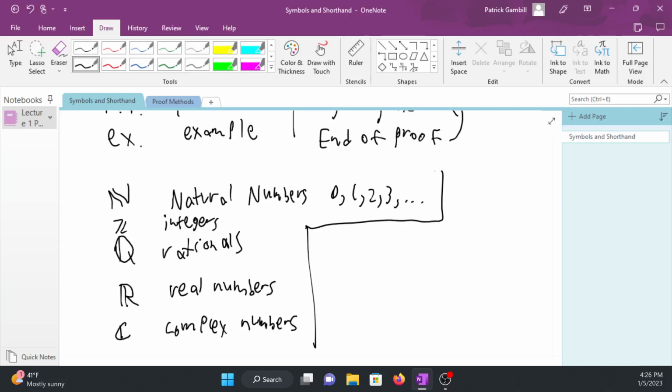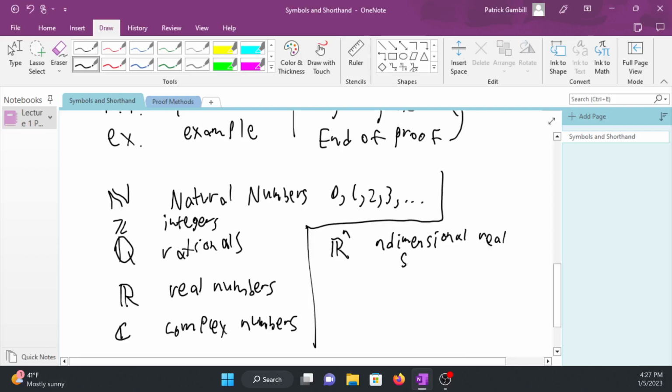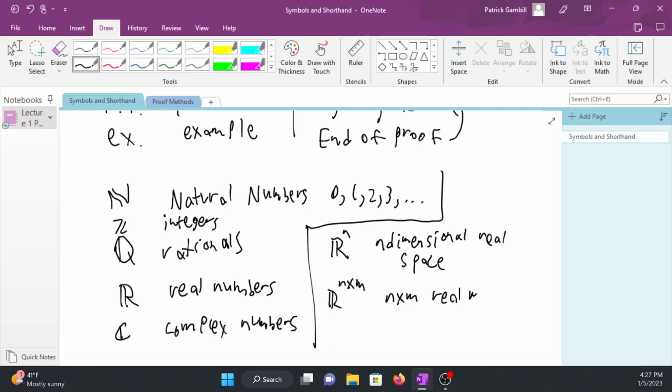As linear algebra is a prerequisite for this course, you might see something like R^n to be n-dimensional real space. Man, I can't spell. This is going to be like a vector with n real entries. You might see something like R^(n by m). This is going to be n by m real matrices.